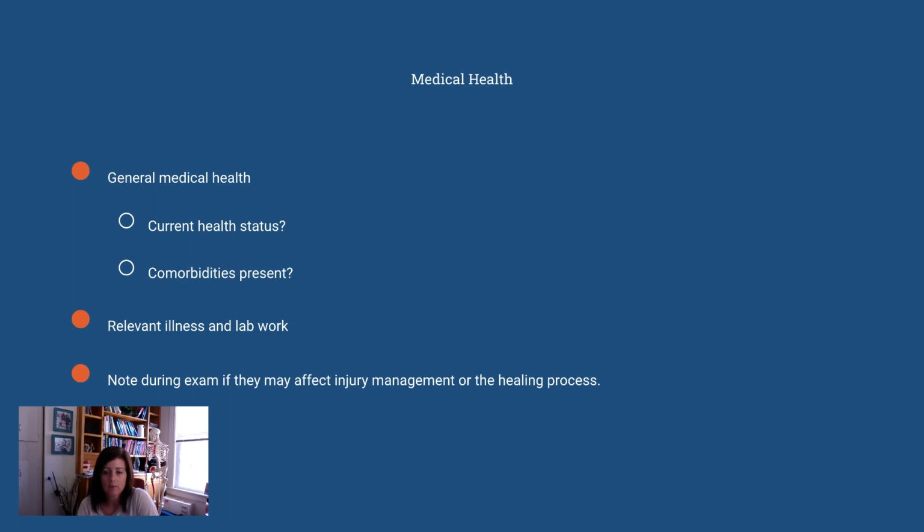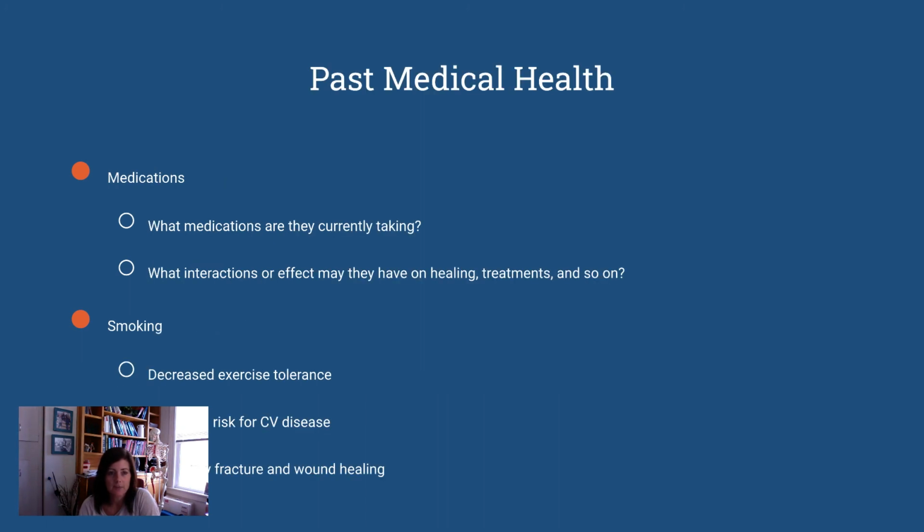In terms of overall medical health, you're going to want to know general medical health. Are you generally a healthy person? Do you have a lot of chronic comorbidities that might affect treatment? That sort of thing. If they're waiting on lab work to come back, that might affect your treatment. Always keep an eye out for that. And that's where good communication with their physicians is going to be key, so that you have access to information that you may not otherwise have.